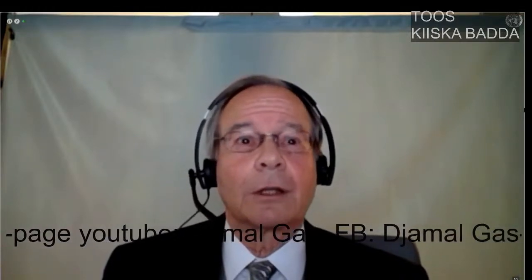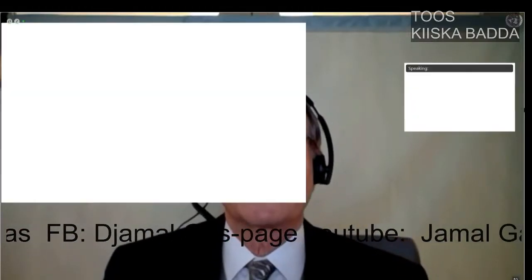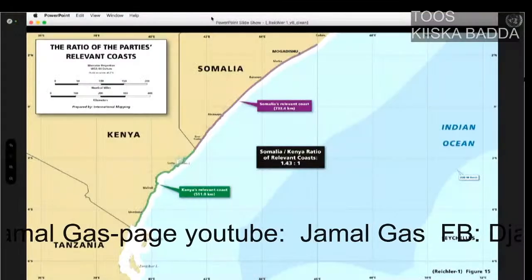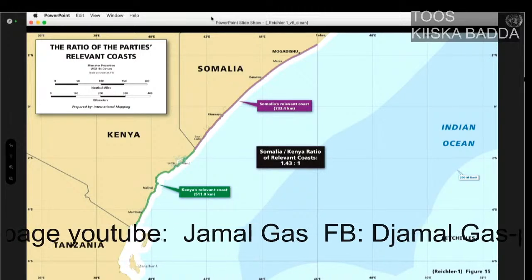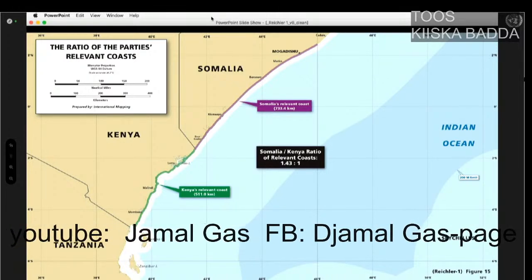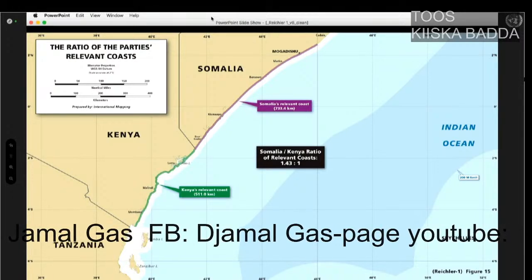Here, the provisional equidistance line produces no disproportionality, let alone one that can even remotely be considered significant or gross. This is perfectly clear when the test established by the court for stage 3 of the 3-stage process is properly performed. As I explained earlier, there is now no disagreement on the relevant coasts or their lengths. The parties are agreed that Somalia's relevant coast is 733 kilometers long, and Somalia has accepted Kenya's measurement of its own relevant coast at 511 kilometers.